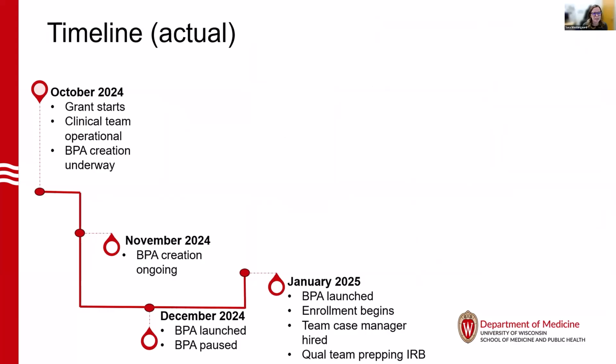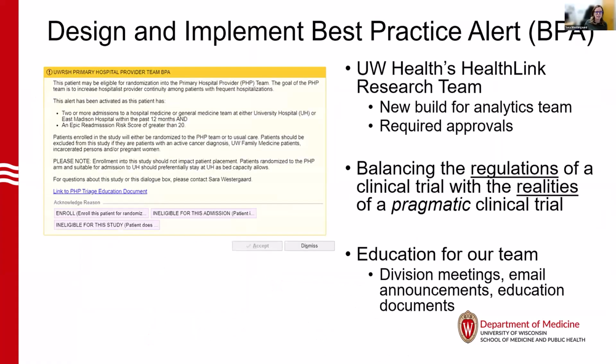But I think the first thing to talk about is just how we used the technology to enroll patients. And so this was through the development of a best practice alert, which is a tool within the electronic health record. So when you open up a patient's chart, there are these best practice alerts that will fire for any number of different reasons to help with practice management.